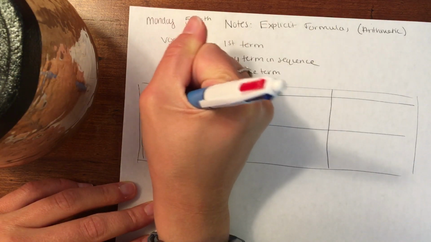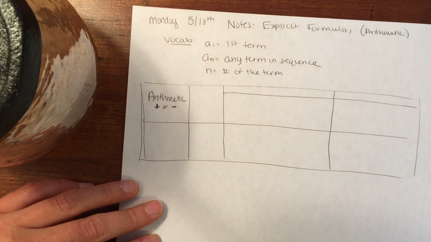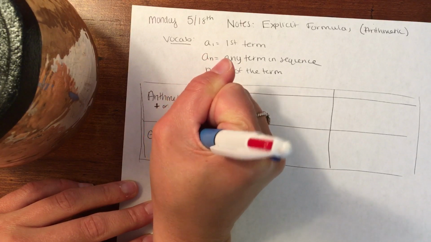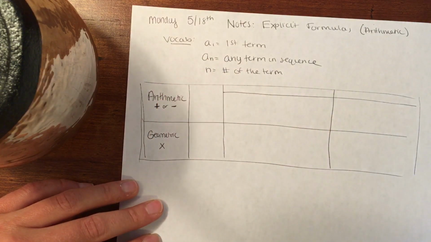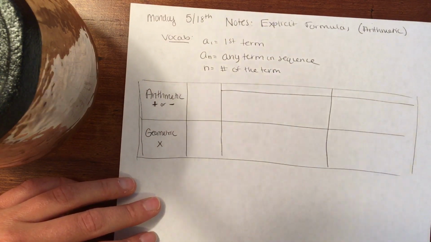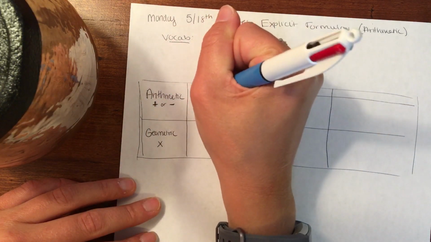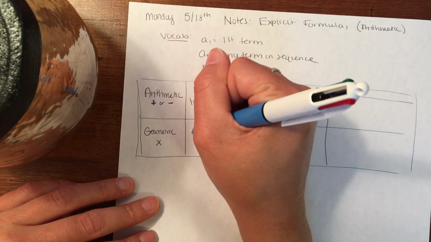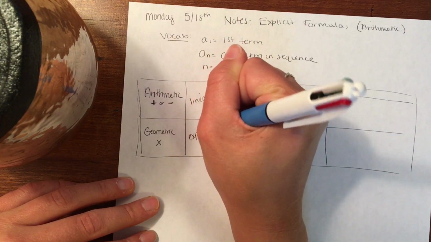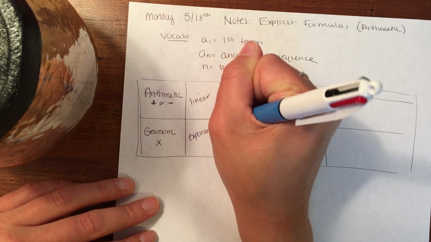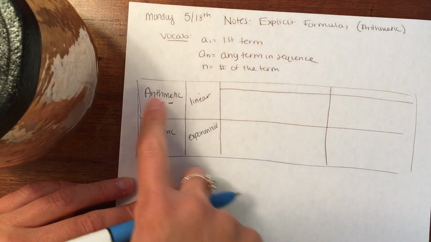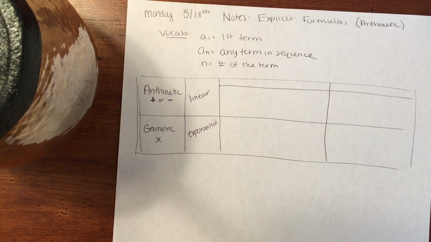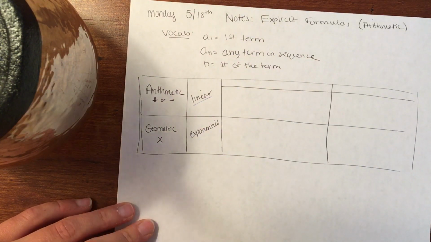All right, so the 2 types of formulas that we've learned so far are arithmetic. That's when you add or subtract, okay, to get from one number to the next. And then the other type was geometric. And that's when you multiply, okay, to get from one number to the next in the sequence. Arithmetic formulas are linear functions. Geometric sequences are exponential functions, okay? So we're focusing on arithmetic today. So you're gonna see how arithmetic and linear really go together today.